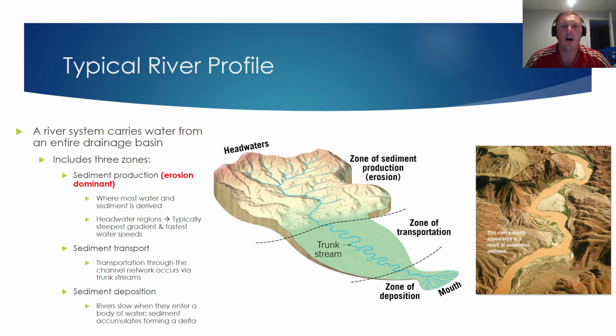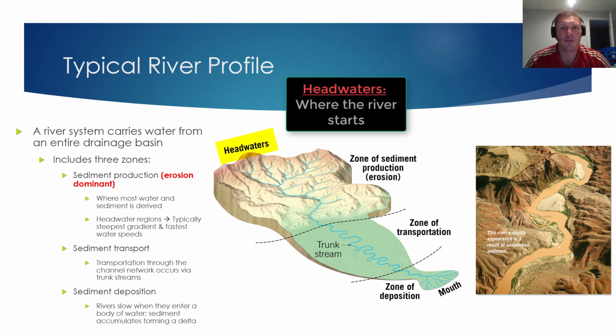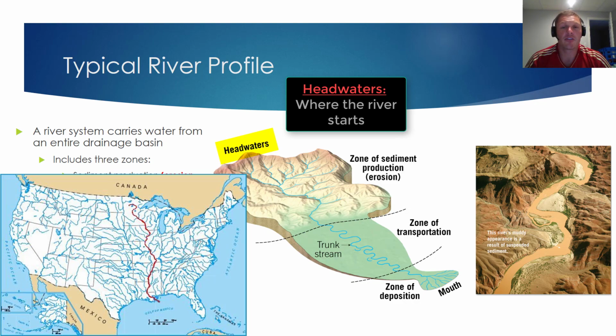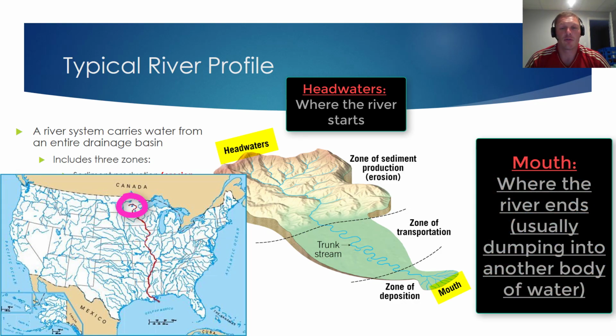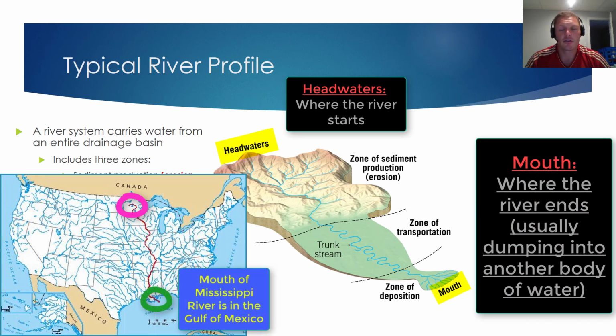So let's take a look at the typical river profile. A river system will carry all of the water that flows into it from its drainage basin. The headwaters are where a river starts. As an example, the Mississippi River's headwaters occur somewhere in Minnesota, and the mouth of the river is where the river ultimately ends. The mouth of major rivers most often occurs at large bodies of water like oceans and gulfs.